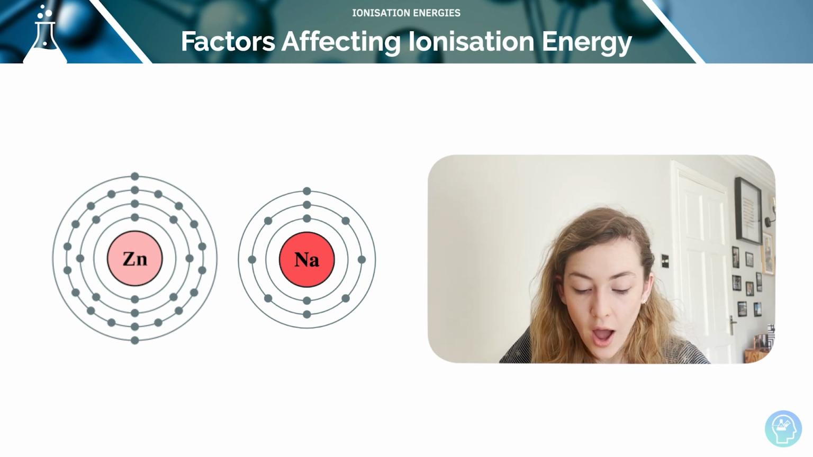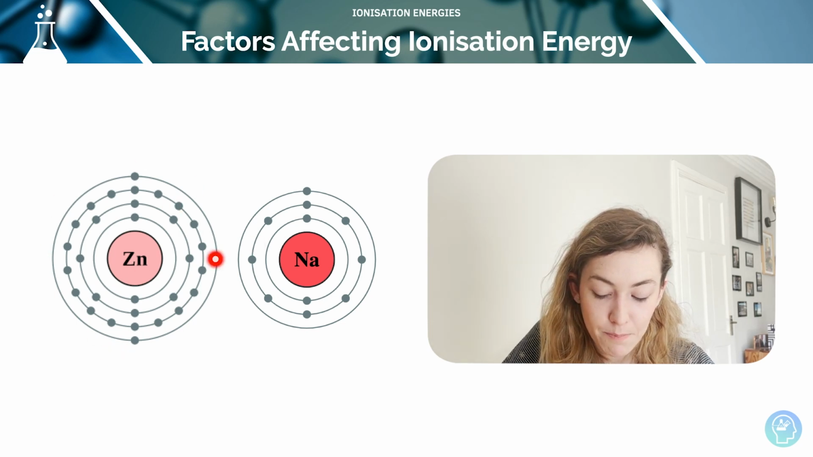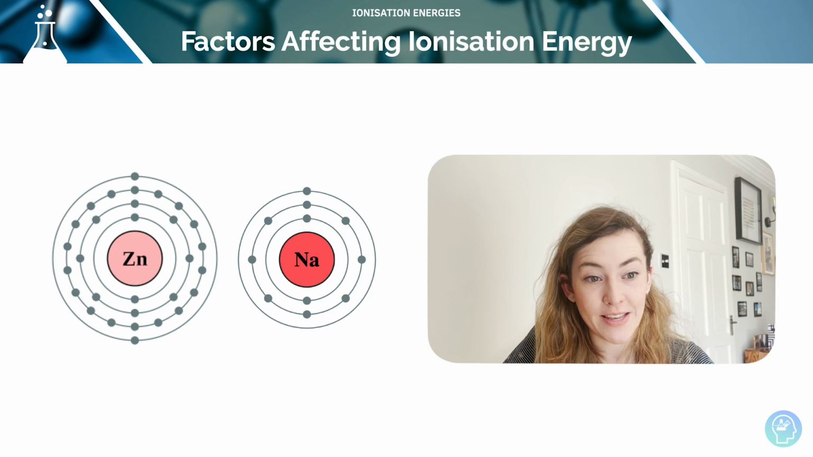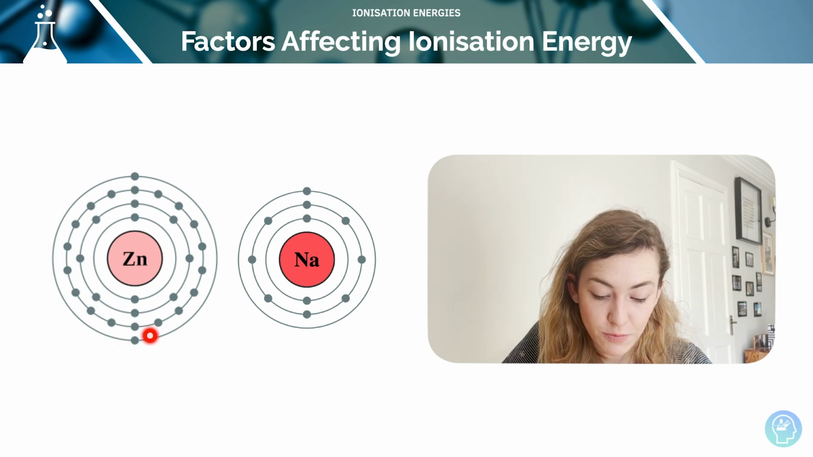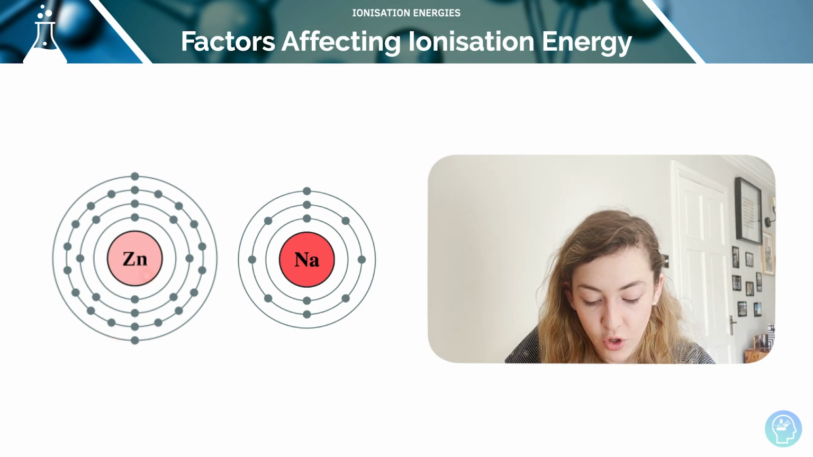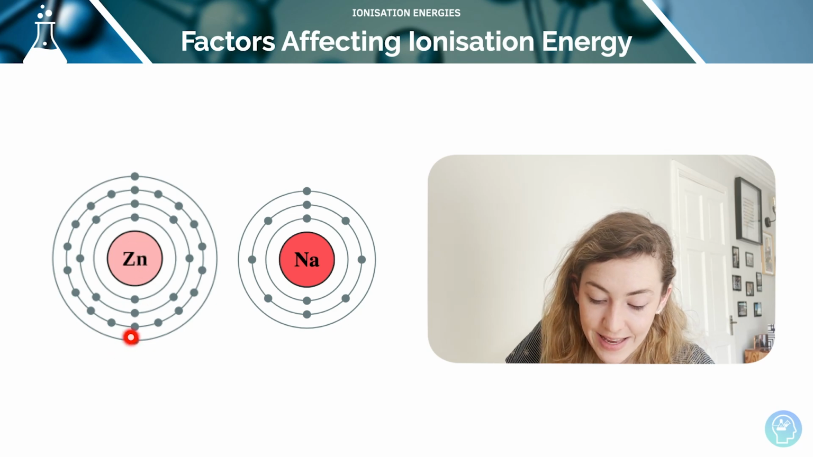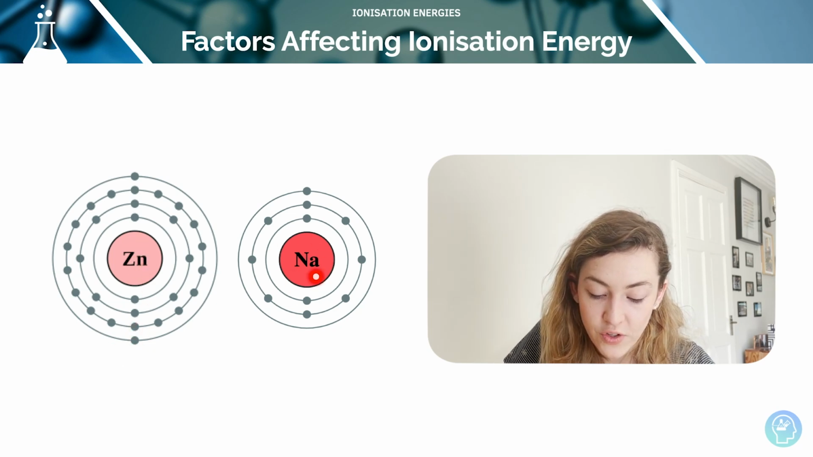So zinc's got a higher atomic radius. You can see it's a bigger atom, and it's got more inner shells than sodium. So it's going to have a lower ionization energy. It's going to be easier to remove that outermost electron because the attraction between the positive nucleus and the outermost electrons is less. Okay, so with our sodium, we've got a smaller radius, and so it's going to be easier.